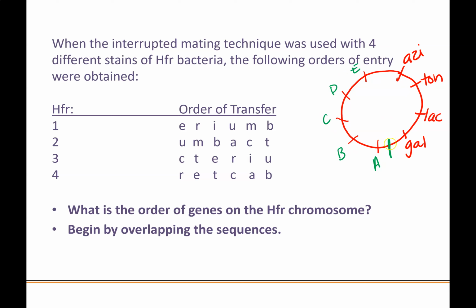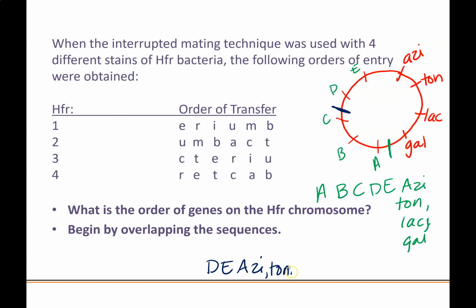If our origin of replication happens to start here before the A gene, we're actually going to get a different order. We're going to get A, B, C, D, E, and then our AZI, then our TON, then our LAC, then our gal. If our ORI site is here, we're going to get a different order. We're going to get D, E, AZI, TON, LAC, gal, A, B, C. Now, if you look at this, we still have the same order. We just have a different origin.